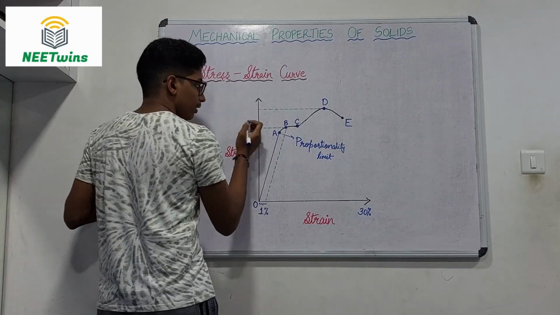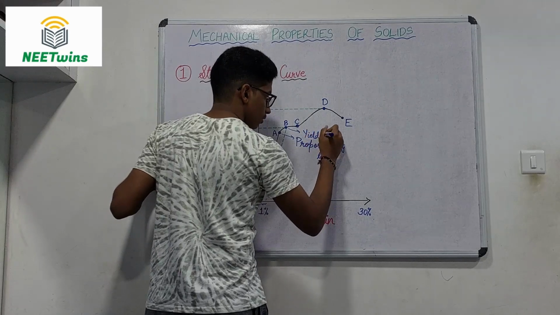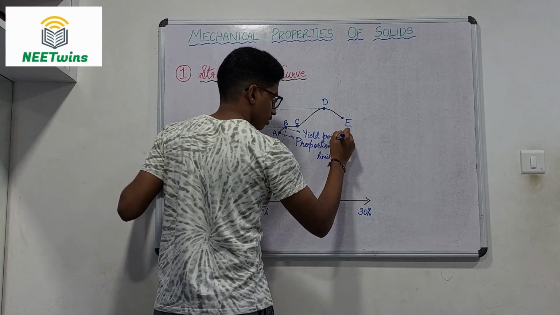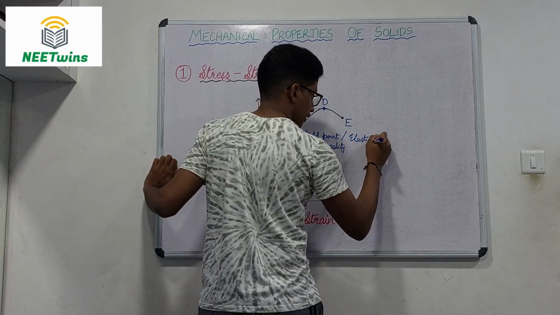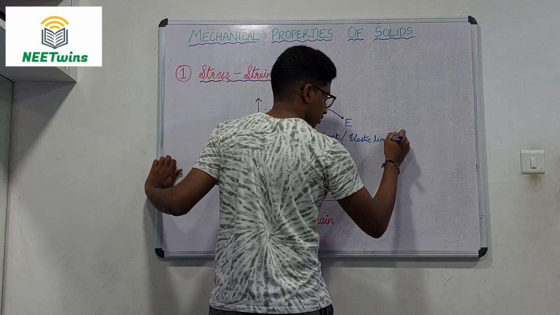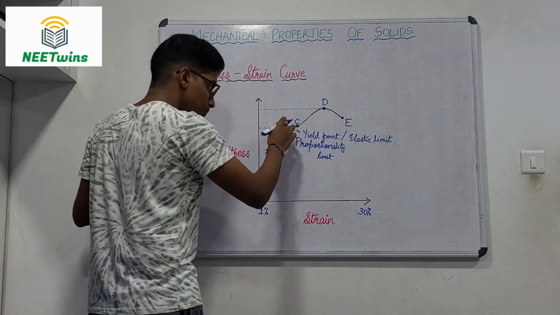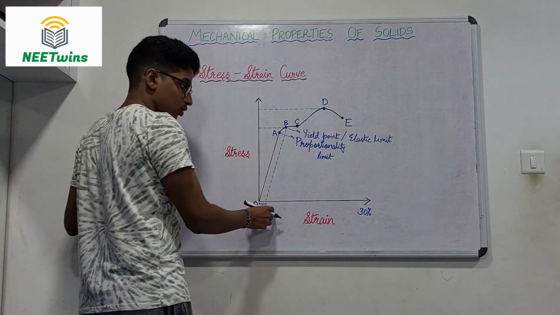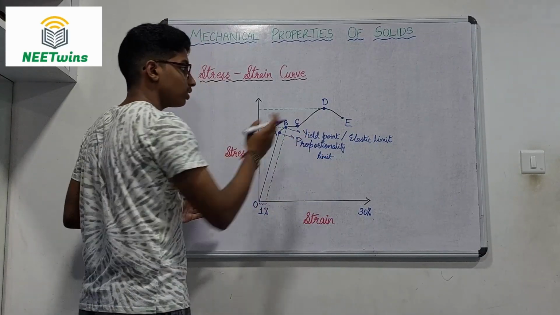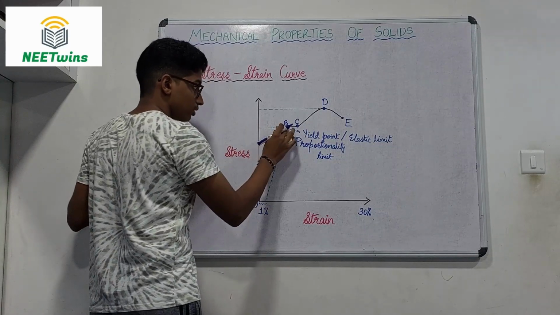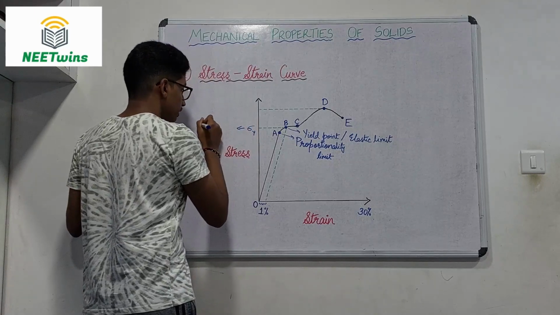Point B is known as the yield point, or the elastic limit. Now why is this point called the elastic limit? Because beyond this point, even if you make the stress 0, there will be some strain. So it won't return back to its original dimensions. It means it has lost its elasticity. That's why this point is called the elastic limit. And the stress corresponding to point B, known as sigma y, is known as the yield strength.